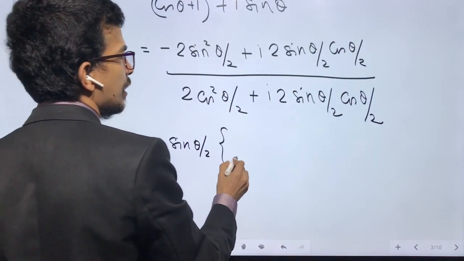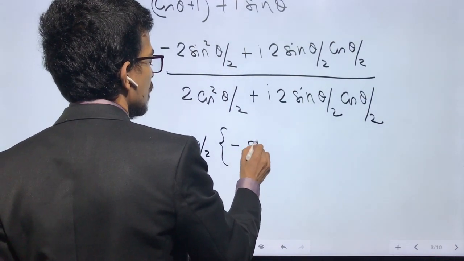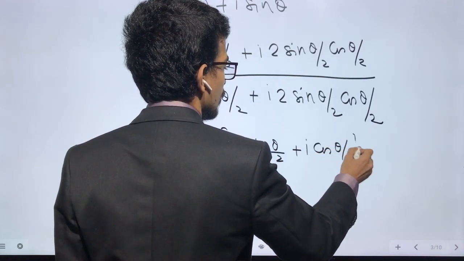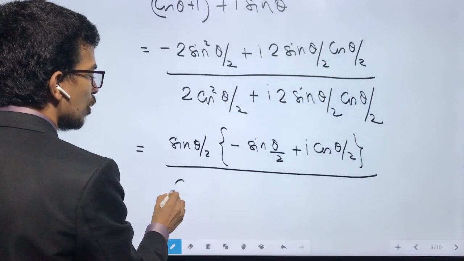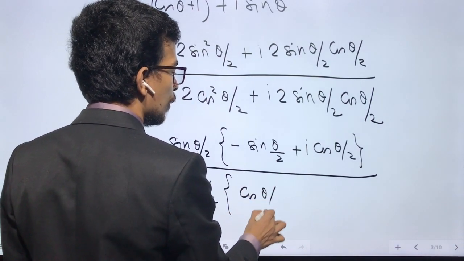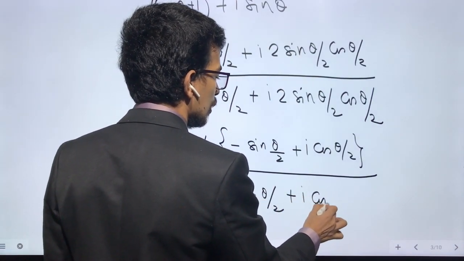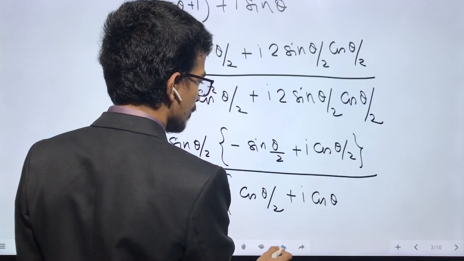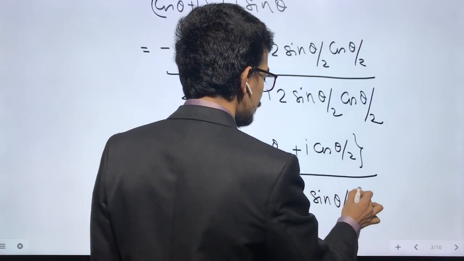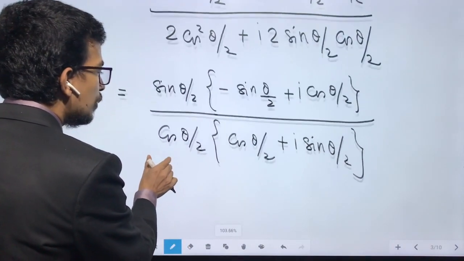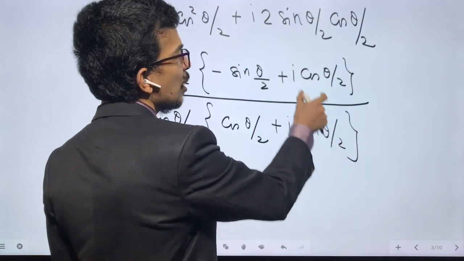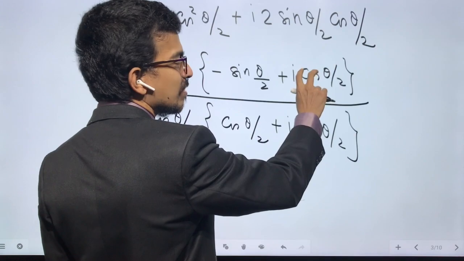So, what do we have remaining? We have minus sin theta by 2 plus i cos theta by 2, divided by cos theta by 2 into cos theta by 2 plus i sin theta by 2. Now, look at this expression. We have cos theta by 2 plus i sin theta by 2 here. We have a very similar expression in the numerator, but it's slightly different.